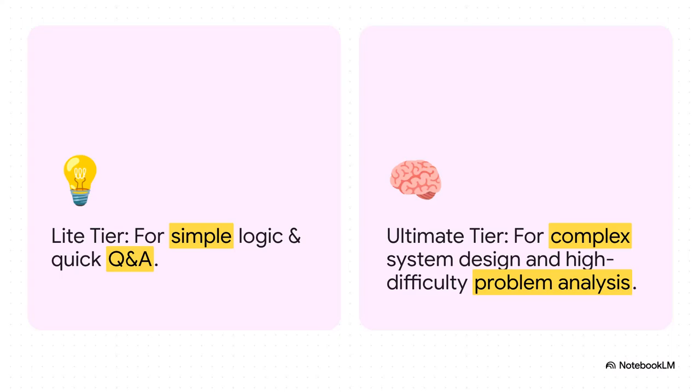So let's start with the two extremes just to make it really obvious. On one end, you have the Lite tier. This is perfect for a quick question, a simple bit of logic, and the best part is, it's totally free. Then, way over on the other side, you have the Ultimate tier. This is the big gun you pull out when you're designing complex system architecture. I mean, you wouldn't use a sledgehammer to hang a picture, would you? It's exactly the same idea.